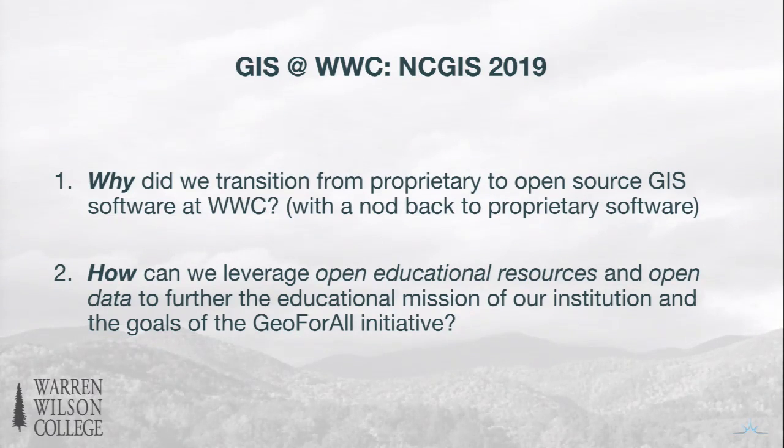So today what I'd like to try to run through quickly is, again, why did we decide to transition to mostly open source software? And I say here with a nod back to proprietary, we did end up having to run our software on Windows machines because of IT's demands to keep our labs pretty consistent. And we do actually have some ArcGIS licenses still, but we're mostly an open source shop.